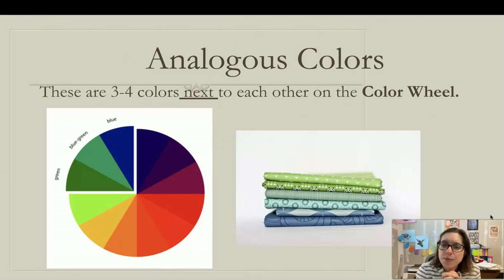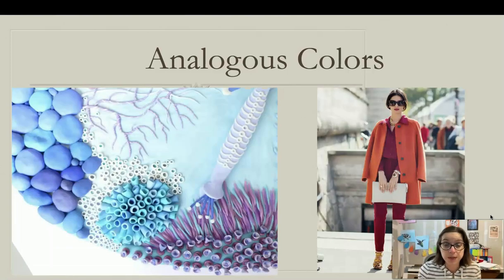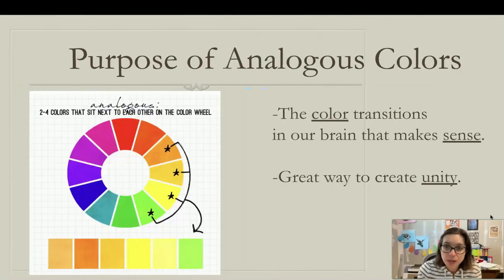Our next color scheme is called analogous colors. These are 3 to 4 colors next to each other on the color wheel. Again, next to each other. We often see analogous colors used in art because it's pleasing to the eye. It makes sense. We often see it in clothing. The color transitions, because they're next to each other, make sense. It's a great way to create visual unity.